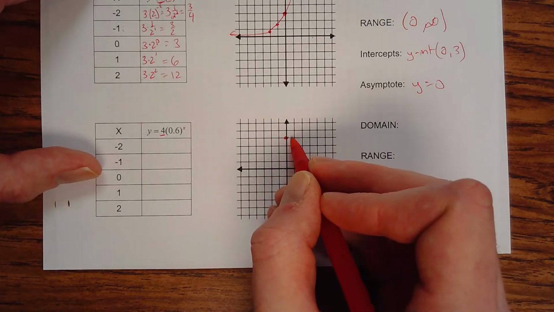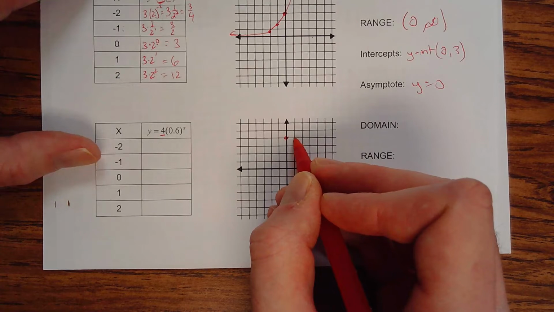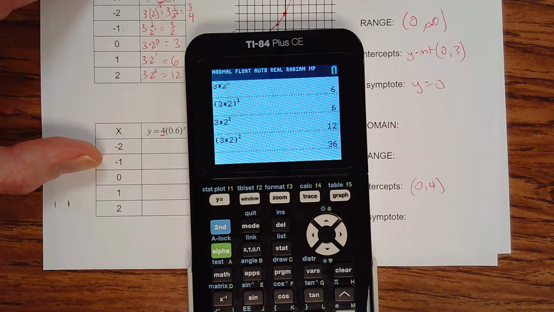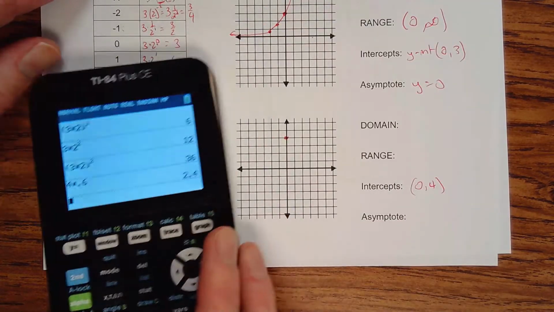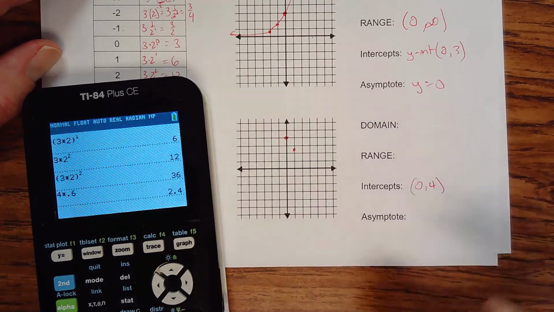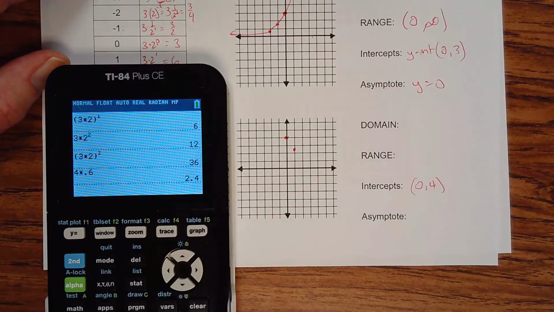As I go to the right, I'm going to take 60% of that. So I'm going to take 60% of 4. 4 times 0.6 would be 2.4. So over 1, about 2.4, a little bit less than 2.5. If I go one more, I'm going to take 60% of that, so I'm over here about 1.4, somewhere in there.